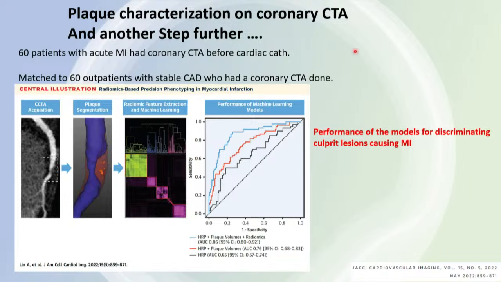And the format of the study is similar to that original study I showed you from Dr. Motoyama, which looked at 40 patients with ACS and 40 patients with stable angina. They looked at 60 patients with acute MI that had coronary CT done before going to the cardiac cath lab and matched them to 60 outpatients with stable CAD. They were able to show that a model that incorporates not just plaque features, so this blue line here is a model that's incorporating high-risk plaque features, plaque volume, and features from radiomics associated with plaques that are associated with ACS, has the best AUC for discriminating culprit lesions causing MI.